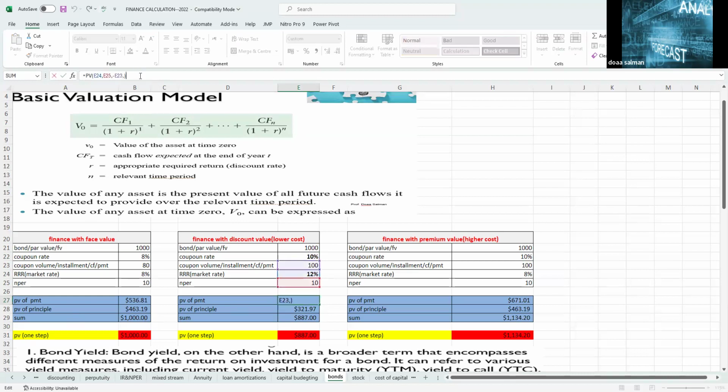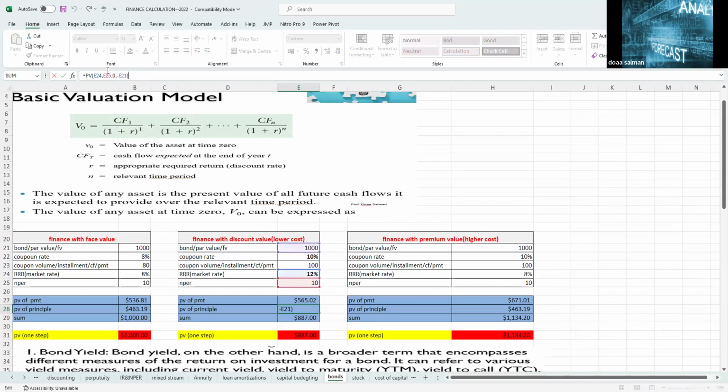So here it is the same step. You look for the present value here. You plug in each item. We start with the rate, the market rate. Pay attention to this, usually market rate. And then the number of years, which is 10. And then we go for the first part, which is the PMT. Don't forget to make it negative because it is an outflow. And then you can click enter. The present value is the same.